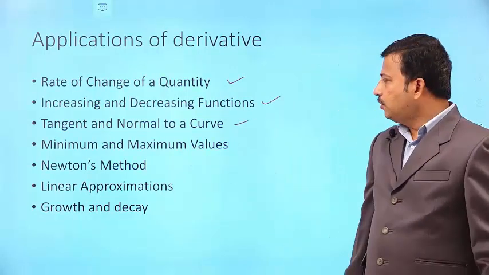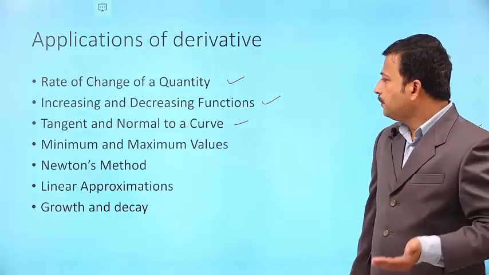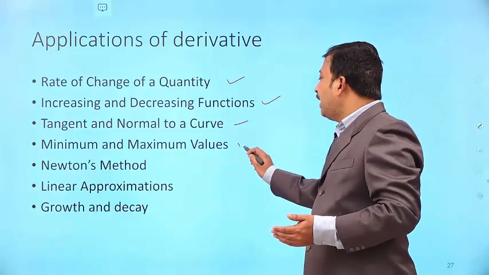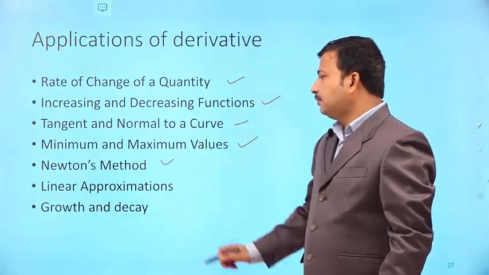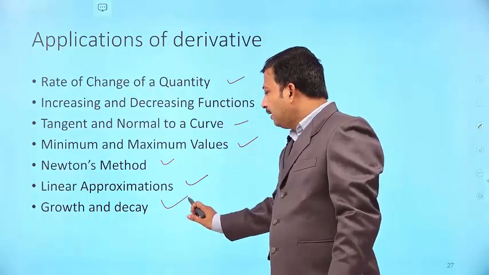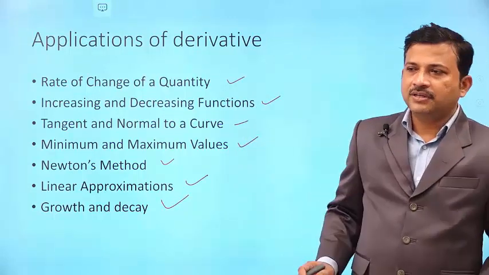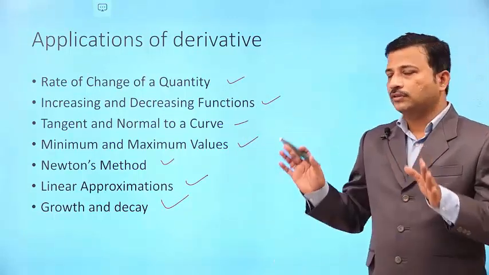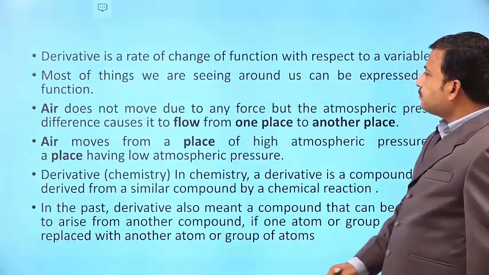Already I think you have done it by using the differentiation. You can find the tangent and normal for a given curve, the minimum and maximum values of a given function, Newton's method, linear approximation, growth and decay. Like that there are different applications everywhere you need to apply the differentiation. Without differentiation you cannot go further. So everywhere we have the applications of it.